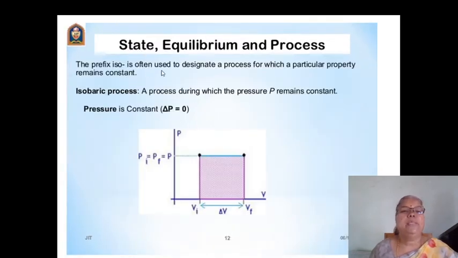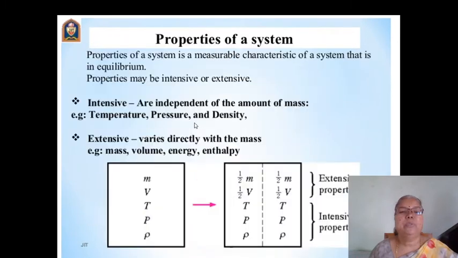Then, depending on the state of the system, if we fix either temperature, pressure, or volume, we can have different states of systems or processes. In an isobaric process, we keep the pressure constant and carry out the volume change. Such processes are called isobaric processes.